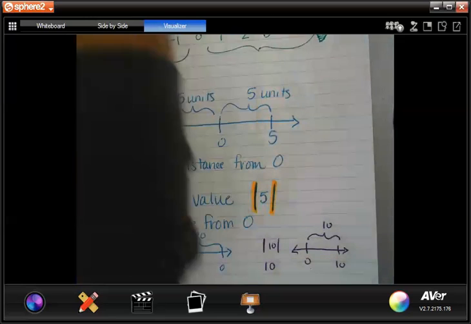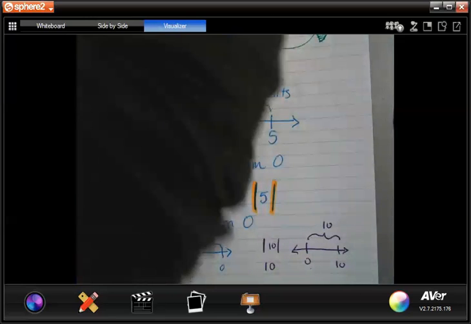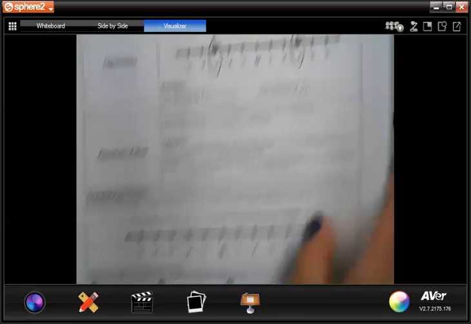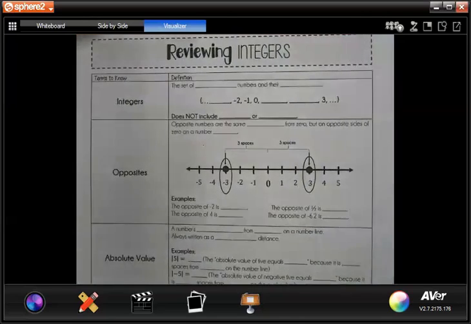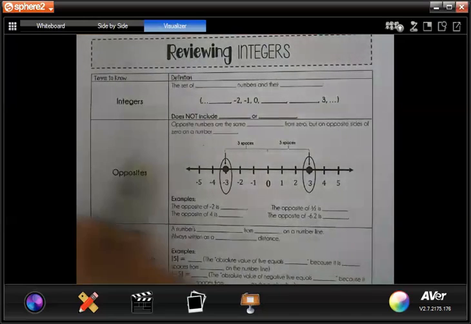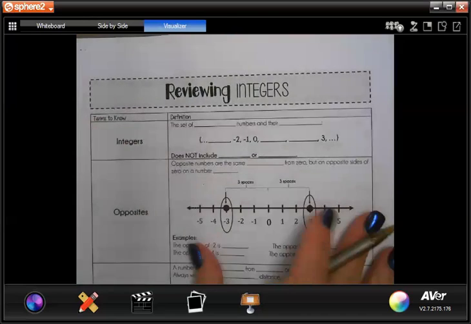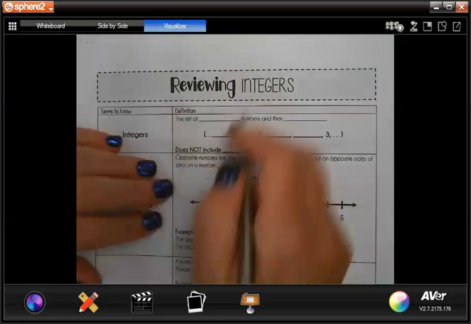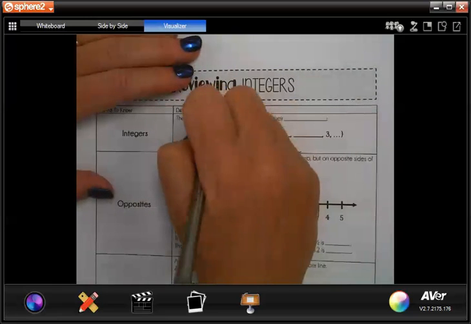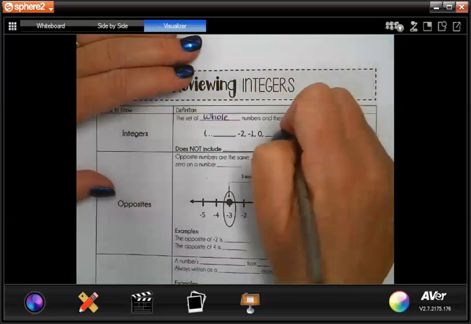All right, so now these are the notes that I'm actually going to post on Google Classroom as other notes that you guys can have. So first of all, integers. Right now, you guys just get to sit back and watch. You don't have to write any of this down. Okay, integers. It's a set of whole numbers and their opposites.